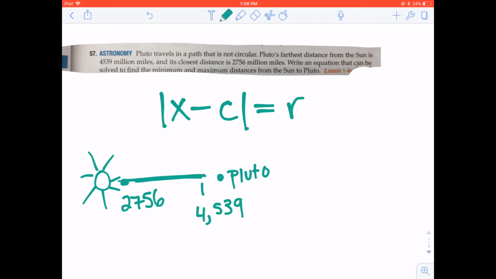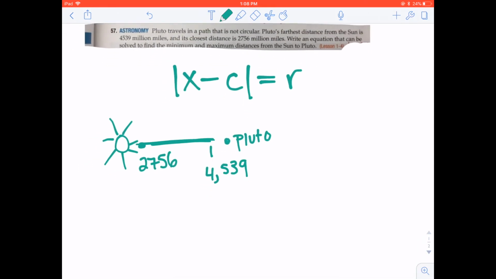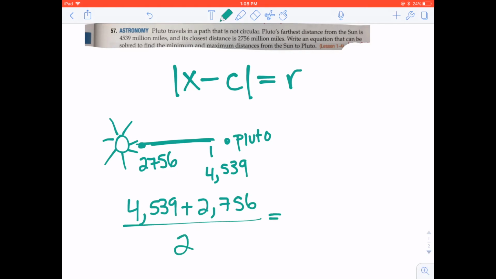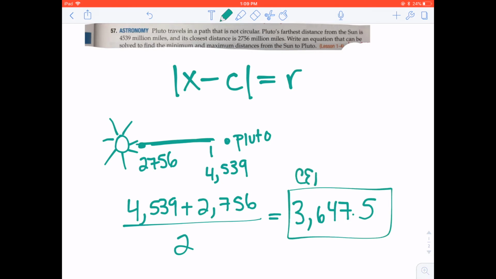So our central value is going to be our average of those two. So we're going to have 4,539 plus 2,756, all divided by 2 to give us our average or our central value. Okay, so I'm just going to take a minute to plug that into my calculator. All right, so that gives us 3,647.5. So that's going to be our central value, right? Or our average value, what's in the middle.